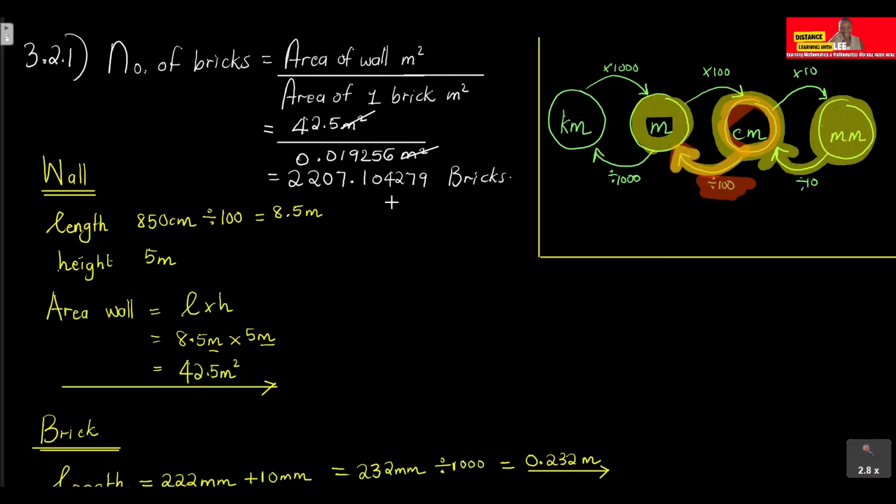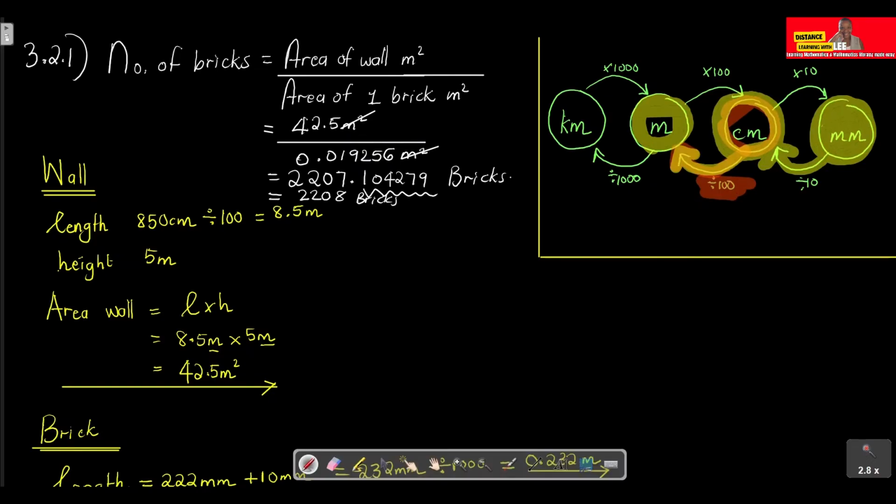However, in this case, because you're working with a real life scenario, you need to round this value up. Because if you were to say that you just need 2,207 bricks, that means that you'll be underestimating the number of bricks that you'll need. So it's always good that when you're dealing with a real life scenario, where you need to determine a certain number of things, materials that you need, just overestimate by rounding up. So in this case, you will just need 2,208 bricks. That's how many bricks you will need.